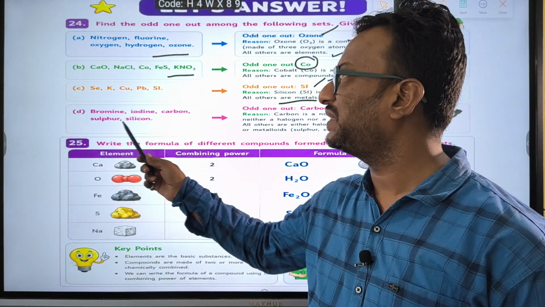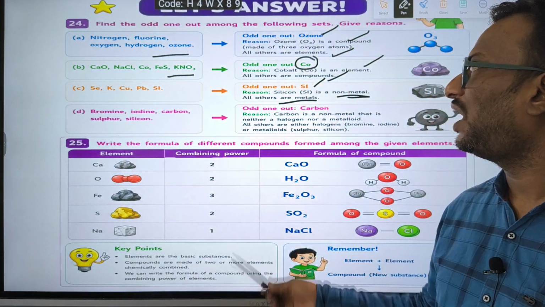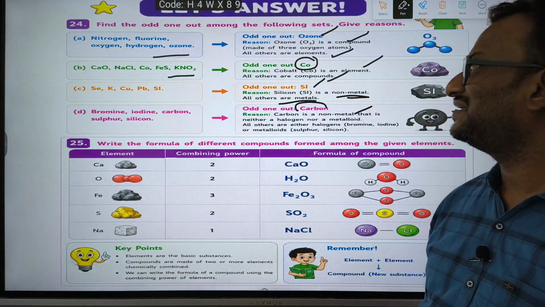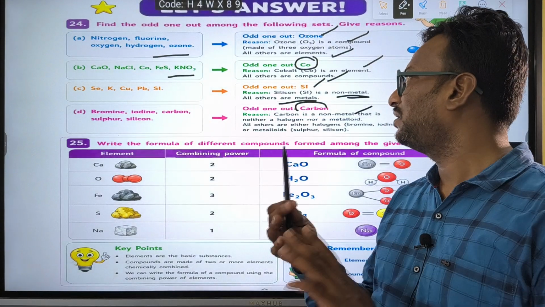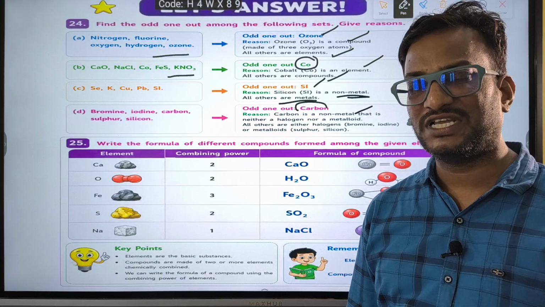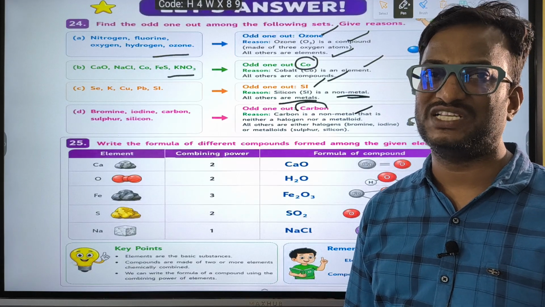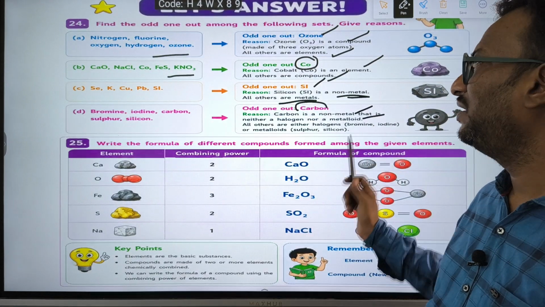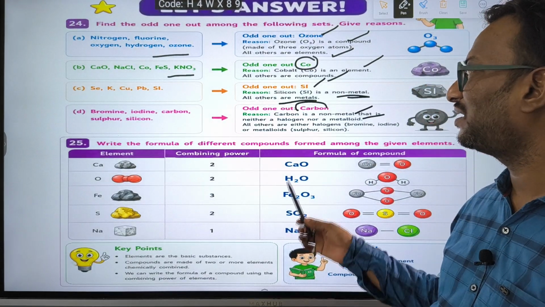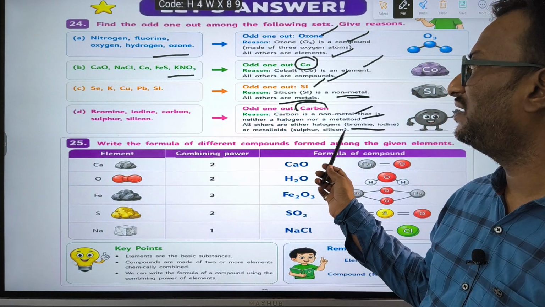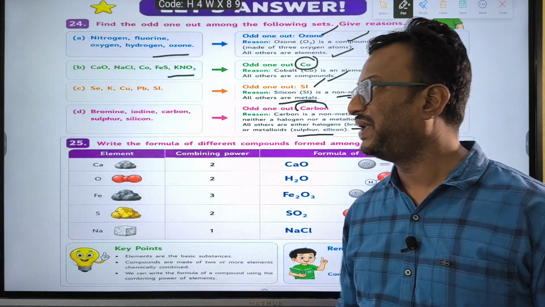Bromine, iodine, carbon, sulfur and silicon. Odd one is carbon. Carbon is a non-metal, that is neither a halogen nor a metalloid. Carbon is not a halogen. No need to worry what is halogen, what is metal, what is metalloid, everything we will discuss. All others are either halogens, that is bromine and iodine are halogens, or sulfur and silicon are metalloids.